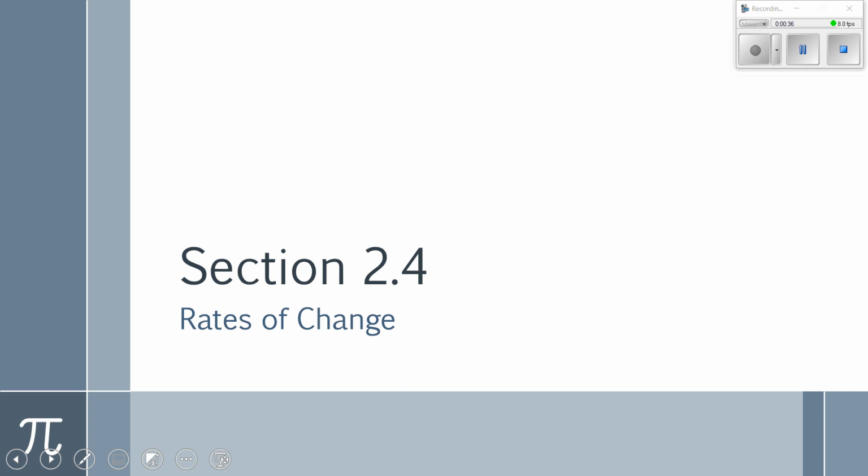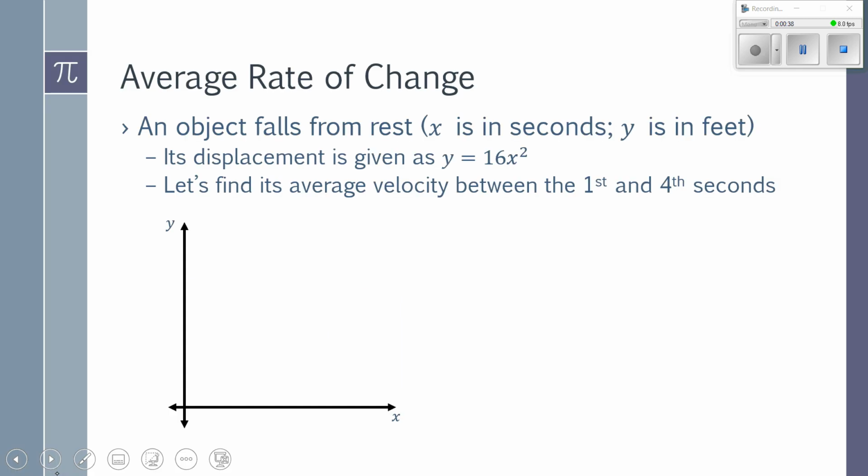So first, I just want to talk about average rate of change. So we're just going to be talking about rates of change here. And I'm going to be dealing mostly with graphs, but a little bit with functions, a little bit towards the end of this section.